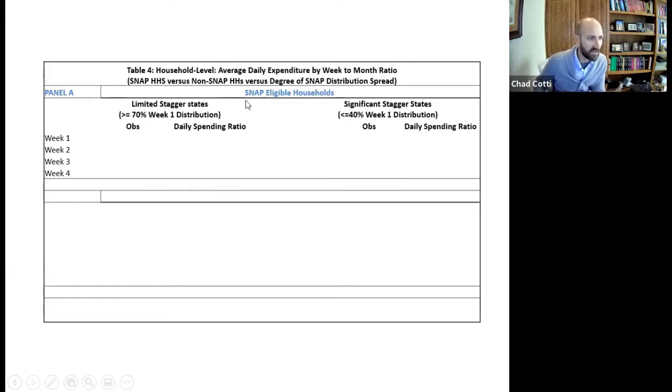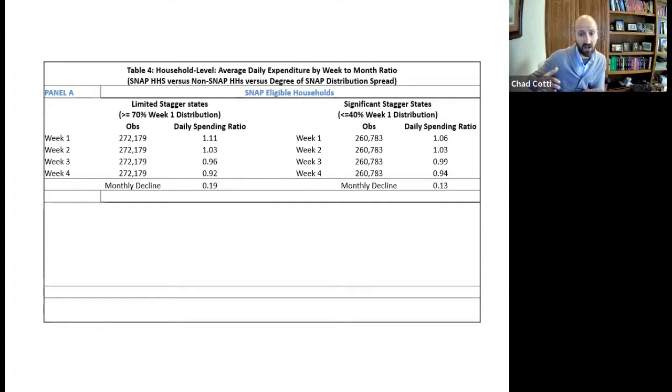So here we have, again, the top panel is the SNAP eligible households. On the left, we've got the highly aligned, limited stagger states, and on the right, the significant stagger. If we look at the limited, you get this pretty big spread, 1.11 down to 0.92. So nearly a 20% decline from the first week to the fourth week. And if we look at those states that had much more misalignment, the average household in those states still has a big drop, but it's smaller. And those are statistically different from each other. And then we think, well, maybe there's something going on between these states, that they are different in some way that is different across not just food stamp populations, but everybody.